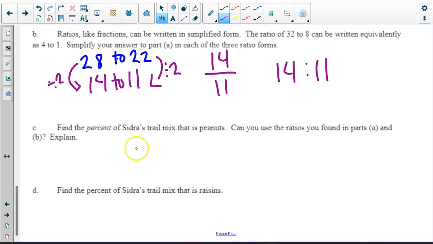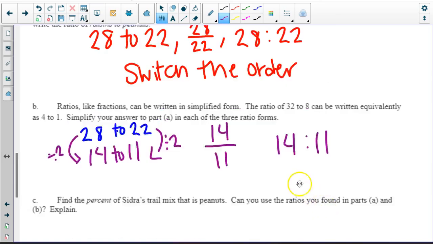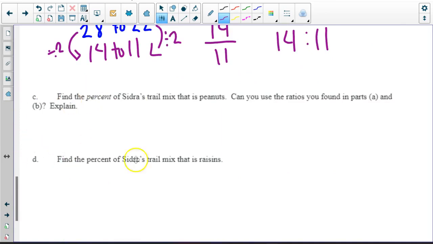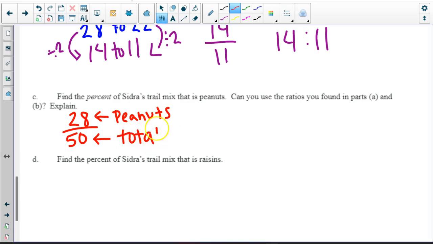Okay. Now we're going to find the percent of Sidra's trail mix that is peanuts. Up here, it says she had 28 peanuts and 22 raisins. So first, let's find our fraction. What is the fraction of Sidra's trail mix that is peanuts? Well, she had 28. And I know a lot of you are going to say over 22. No, it is out of 50, because remember, we're finding it out of the total. So the 28 is representing the peanuts and the 50 is representing the total, because 22 plus 28 equals 50.